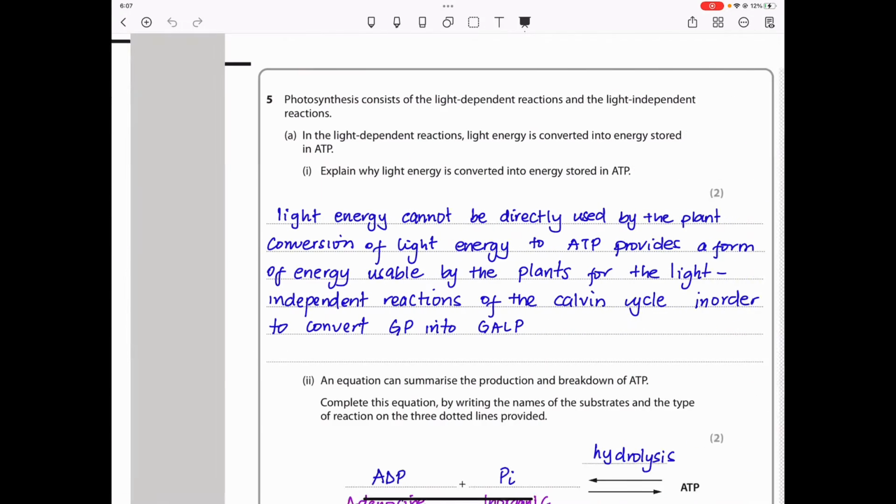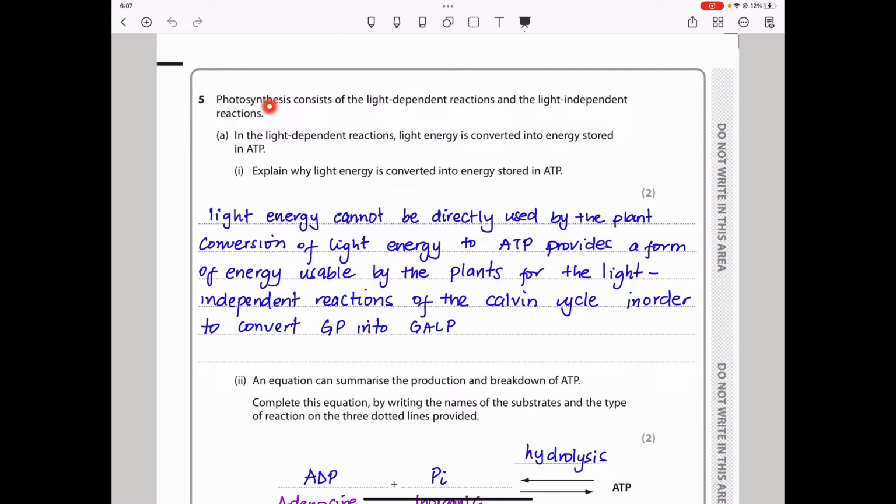Let us begin. Question 5 says, photosynthesis consists of the light-dependent reactions and the light-independent reactions. In the light-dependent reactions, light energy is converted into energy stored in ATP. Explain why light energy is converted into energy stored in ATP. The key thing we need to remember here is that light comes from the sun, or the energy comes in the form of light. However, the plant itself cannot directly use the light, so the light has to be converted into a different form of energy, which is ATP, which the plant can then use to drive cellular processes.